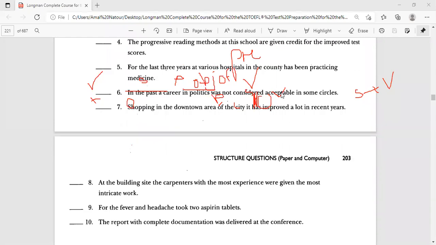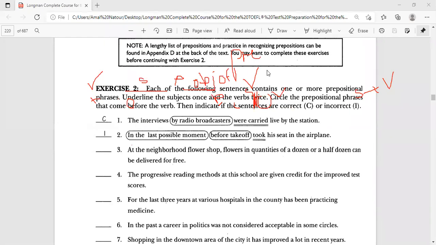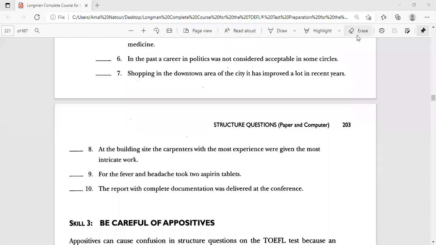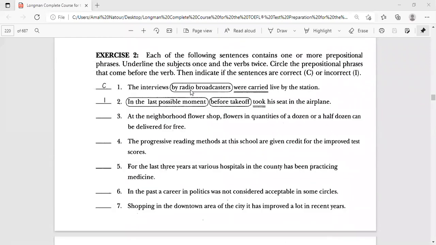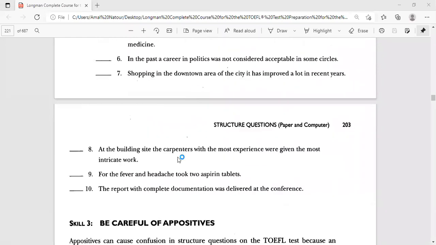Now, I'll give you 5 minutes and we will answer these 10 questions together. Okay, let's start doing them after 5 minutes. Okay, dear students, after we have finished answering exercise 2, now we're going to start with skill number 3, which talks about appositives.